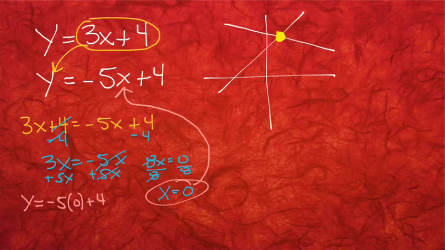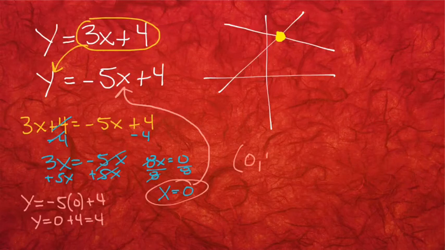Okay, so negative 5 times 0 is 0. 0 plus 4 equals 4. So y equals 4, meaning my solution is (0, 4). Okay, and I write the answer as an ordered pair. The x part goes first, y part goes second. So that is how you solve a linear system, and it's really simple when the equations both equal y. A little bit more complicated when it's rearranged, but we can make any problem look like slope-intercept form.